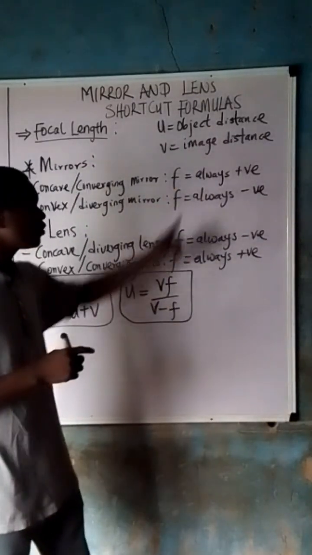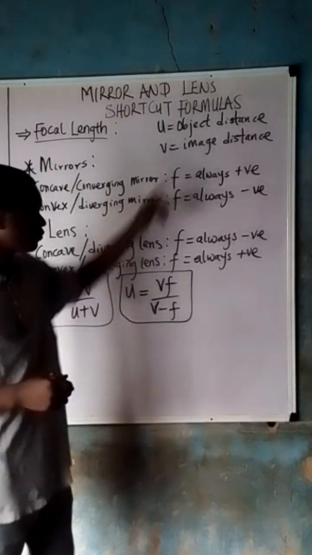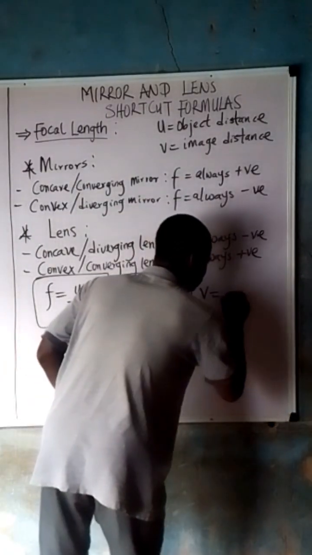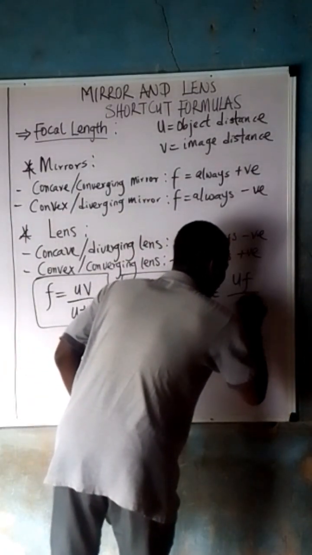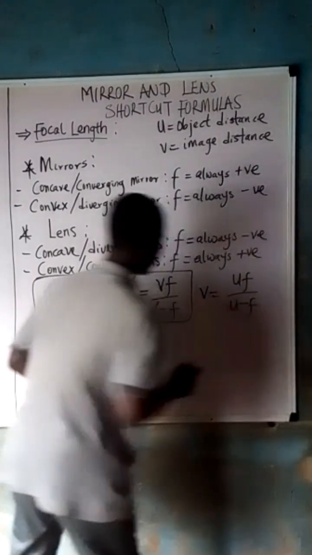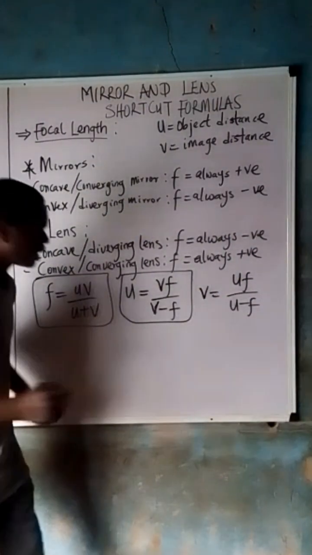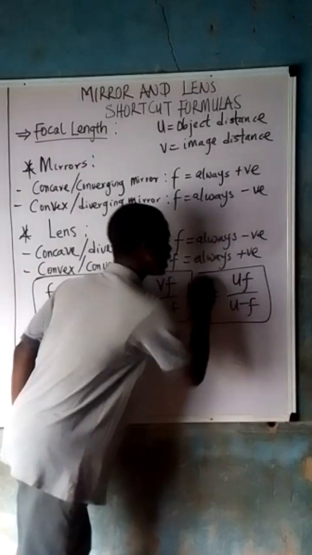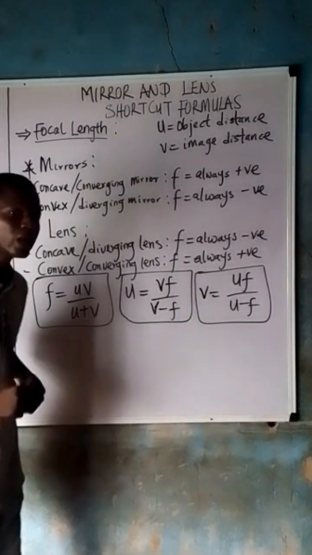And what if you were asked to find image distance, that is v? You will use v = uf over u minus f. So take note of these formulas. They are all shortcut formulas. They will save you a good amount of stress.